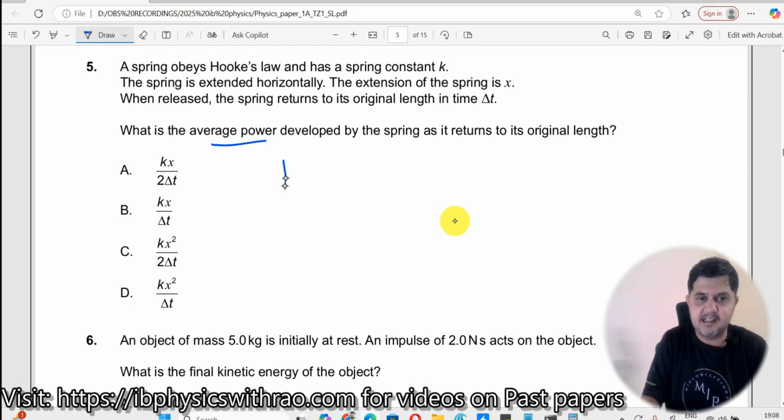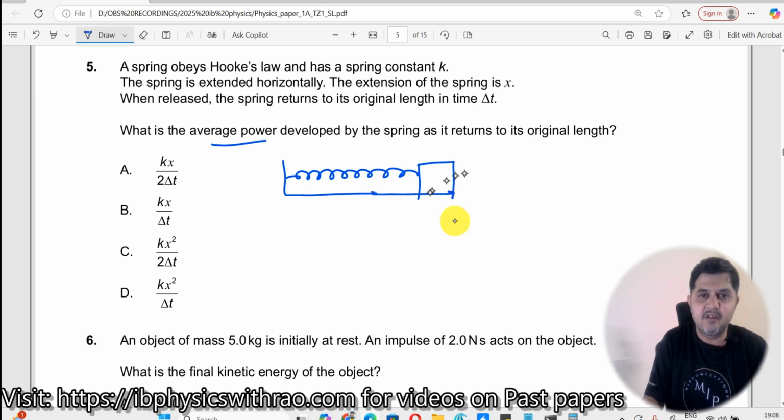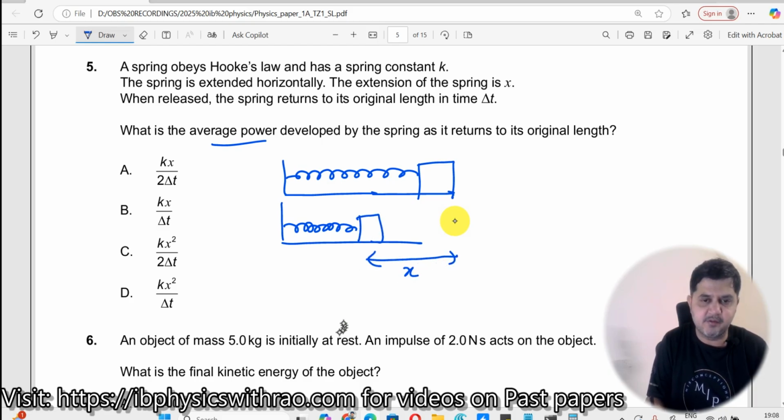So let us draw the diagram to understand it better. I have a spring which is stretched horizontally like this. When you release it, the extension of the spring is x. When released, it returns to its original length in time delta t. Released, this becomes like this and comes to this position over here. The displacement here is seen to be x, and this happens in a time delta t. What is the average power?